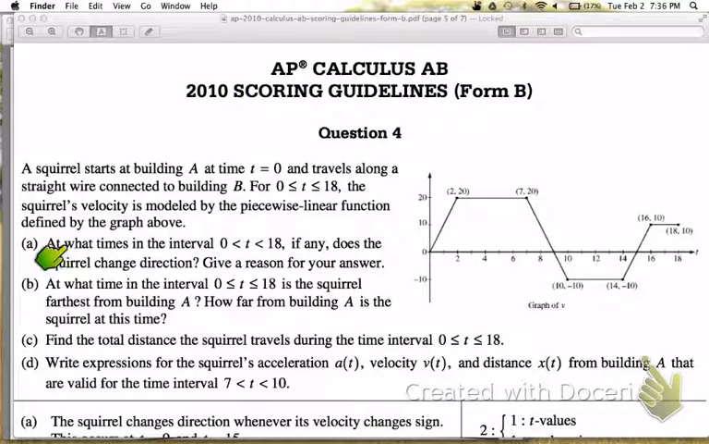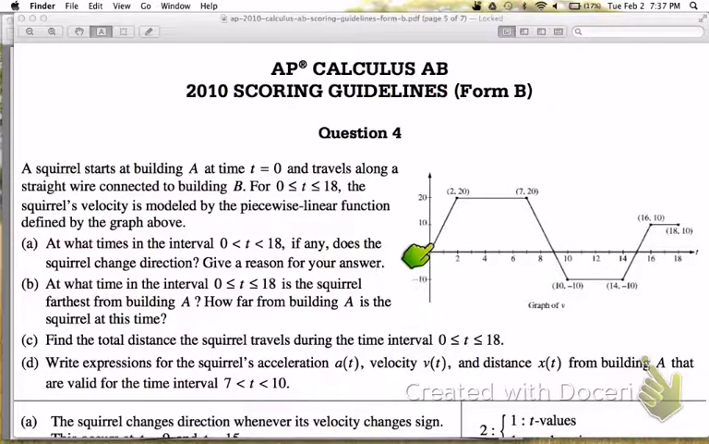It says, at what times in the interval from 0 to 18, if any, does the squirrel change direction? Give a reason for your answer. Now remember that not only is velocity increasing, so on and so forth, but it also indicates direction. So a positive velocity indicates that the squirrel is moving to the right, and a negative velocity indicates that the squirrel is moving to the left. So you can imagine positive being that it's going towards building B, and negative being that it's going away from building B, or back towards building A.